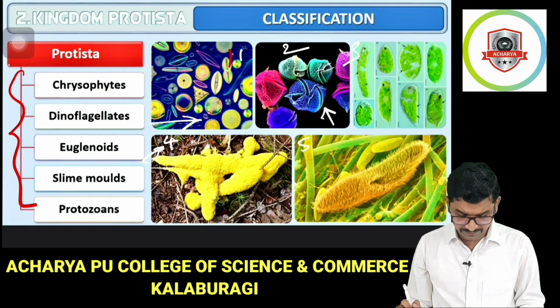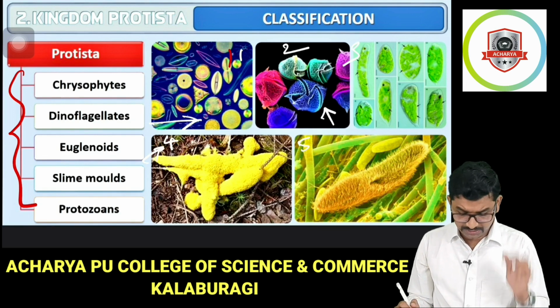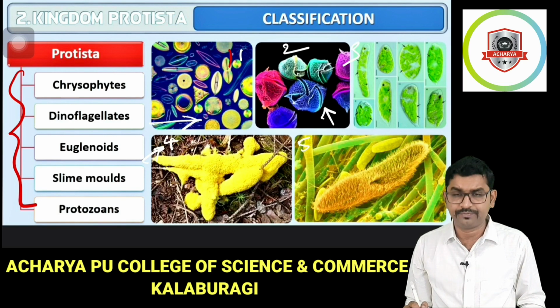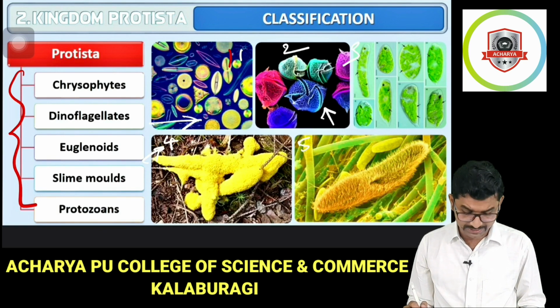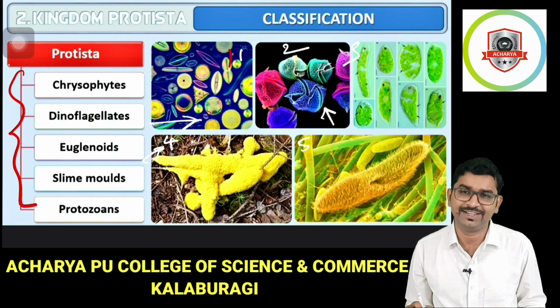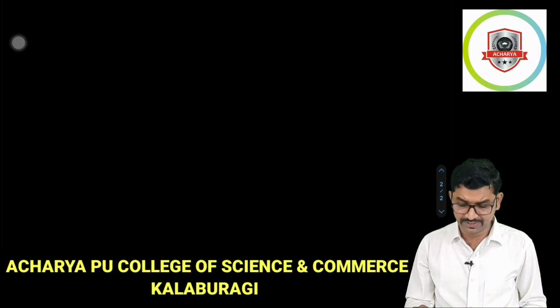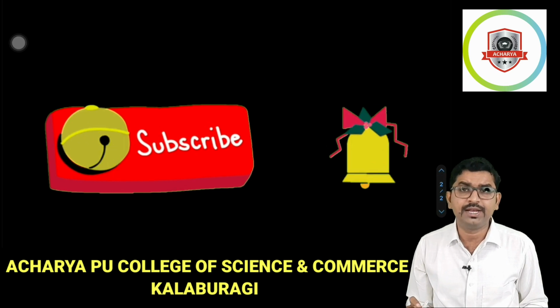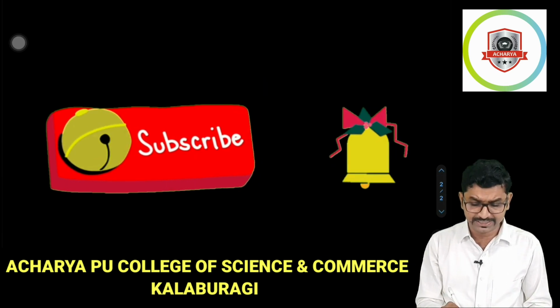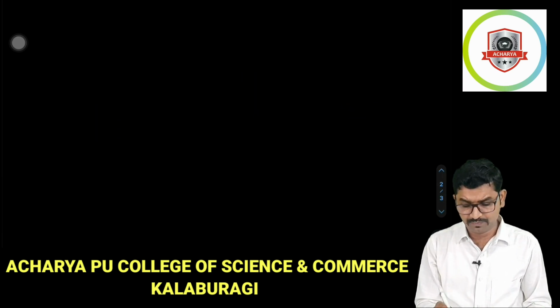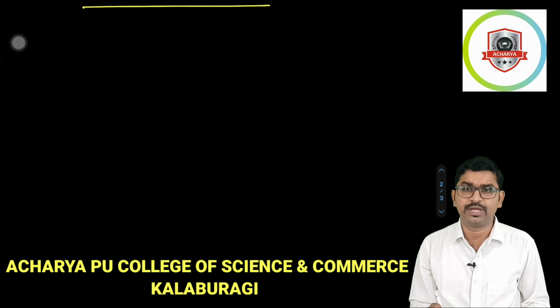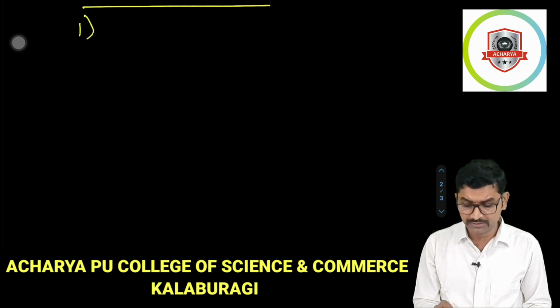Then these organisms, what do you see? Number 4, they are the slime molds, followed by the fifth position, the protozoans. Alright. Before we discuss the classification, I shall highlight the basic characteristics of kingdom Protista. Number 1, all are eukaryotes.